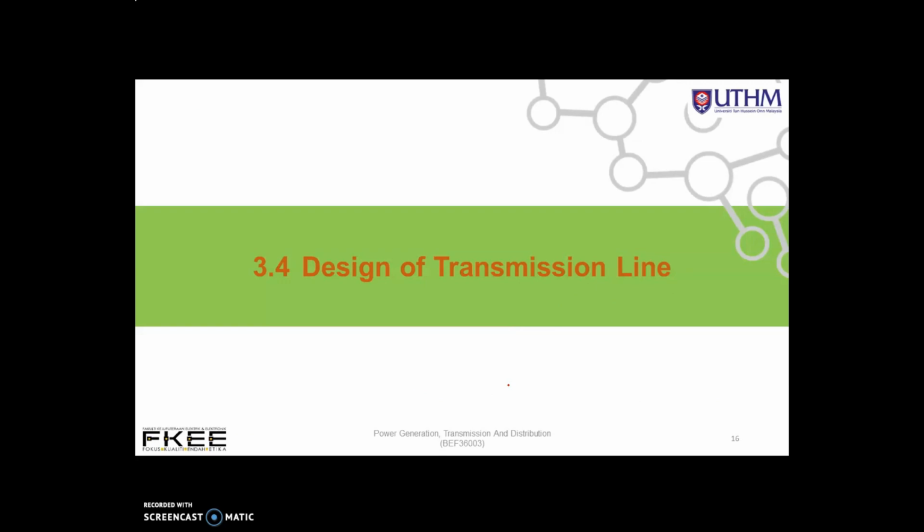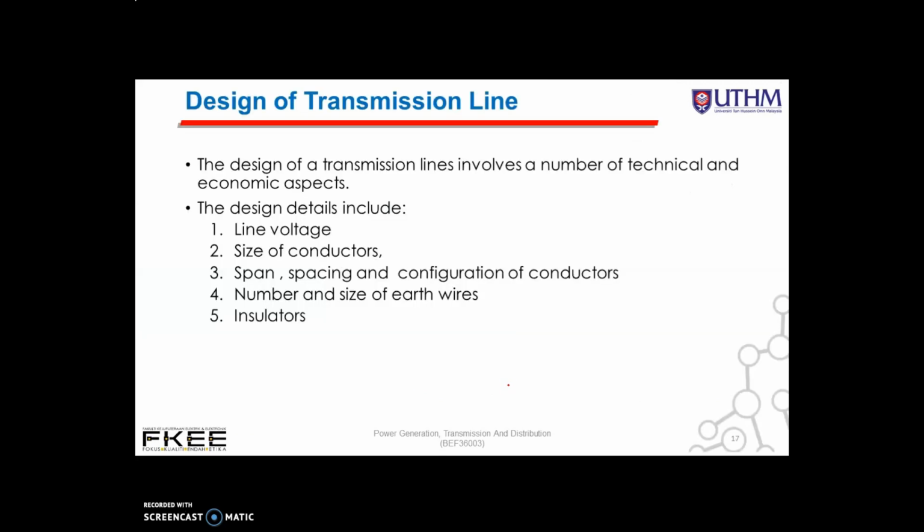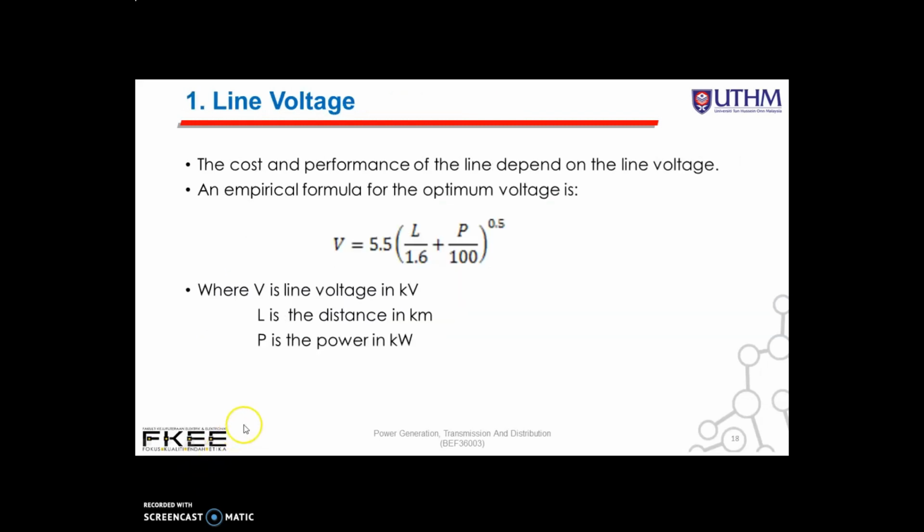Next is the design of transmission line. The design of a transmission line involves a number of technical and economic aspects. Normally the design details include, first, the line voltage VL, then the size of the conductors, the span, spacing, and configuration of the conductors, numbers and size of earth wires, and finally the insulators. These are all the design details that we have to consider. We go one by one through the characteristics that we have to consider when designing the transmission lines.